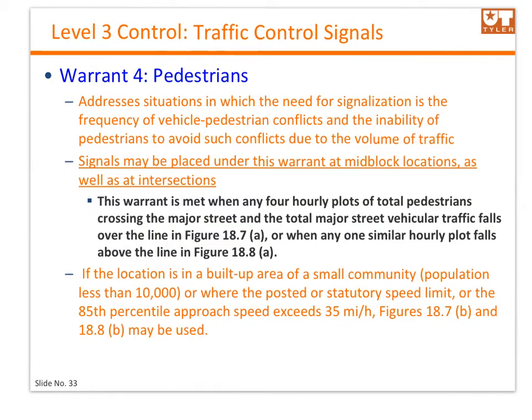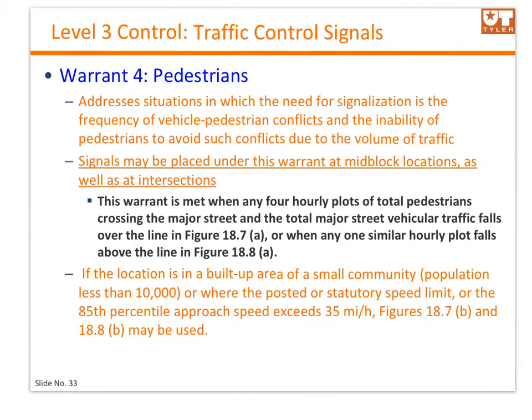The fourth warrant has to do with pedestrians. This warrant really tries to address situations in which the need for signalization is the frequency of vehicle-pedestrian conflicts, and sometimes even the inability for pedestrians to avoid such conflicts due to the volume of traffic. So for this case, signals may be placed under this warrant at mid-block locations as well as at the intersection.